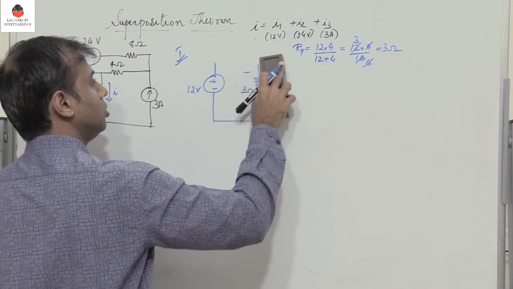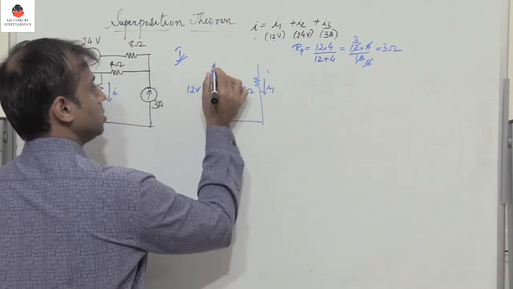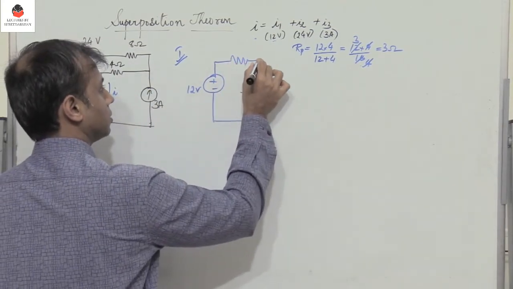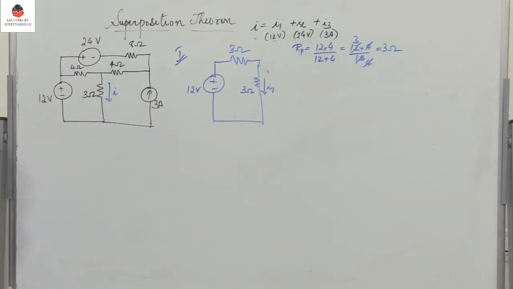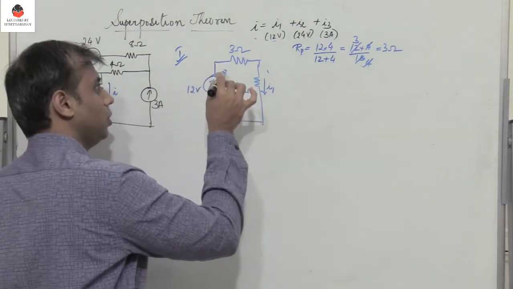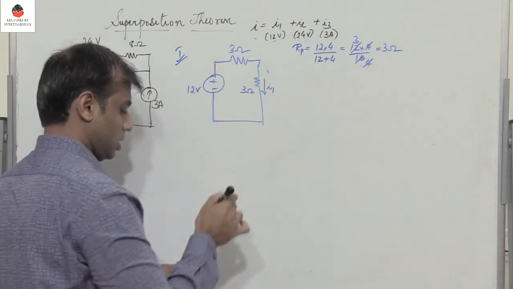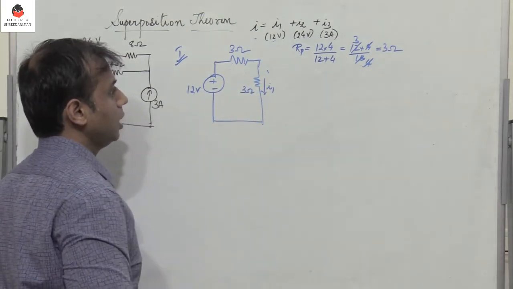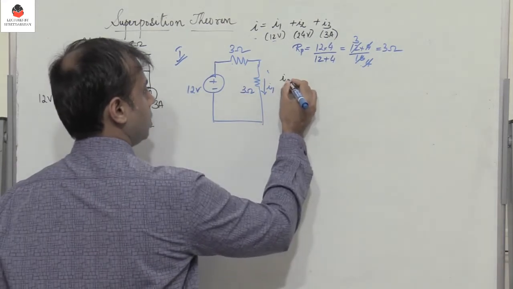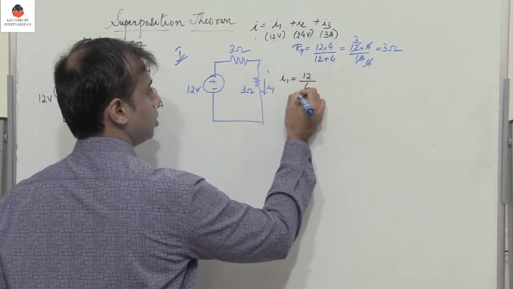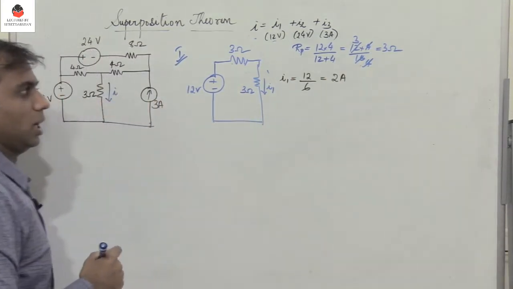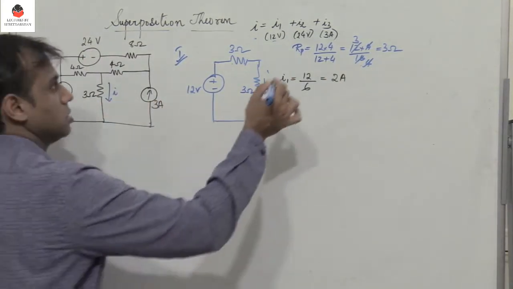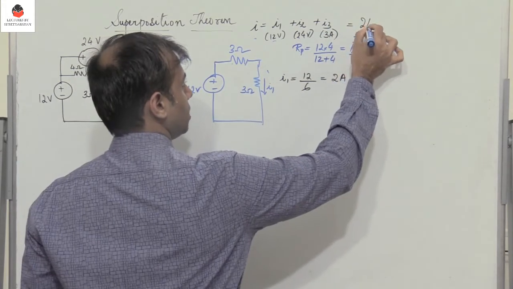So the whole circuit gets simplified. So this is 3 ohms. So now I need to find the current I1. It is the same current flowing through this 3 ohms as well as this 3 ohms. So what is I1? I1 is equal to 12 by the total resistance of the circuit, which is 6, which is 2 amperes. So I1 is 2 amperes. So you have 2 amperes plus.